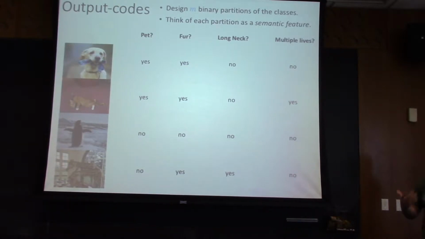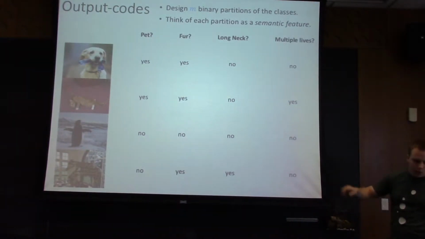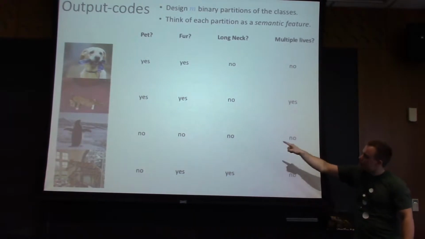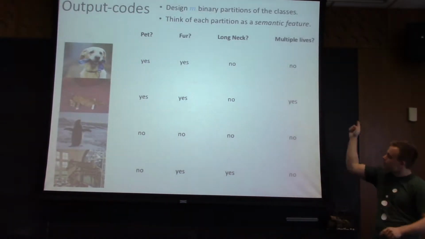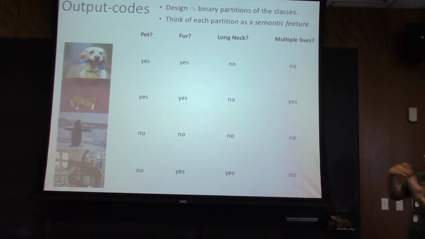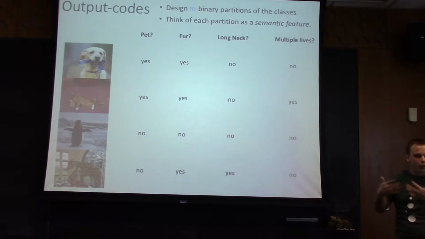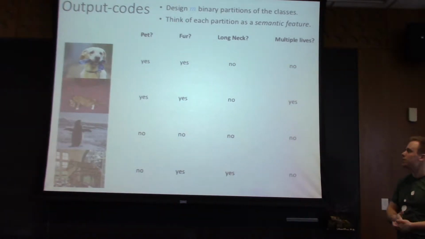So when you go and apply an output code learning algorithm, what you do is you design this set of partitions. And to do this, you use what you know about the problem. You'll notice that for each class here, there's a unique sequence of answers. So no 2 classes for this set of questions give the same set of answers. If I told you for a given animal whether it was a pet, had fur, a long neck, or multiple lives, you would know which one I was talking about based on the responses to those questions.